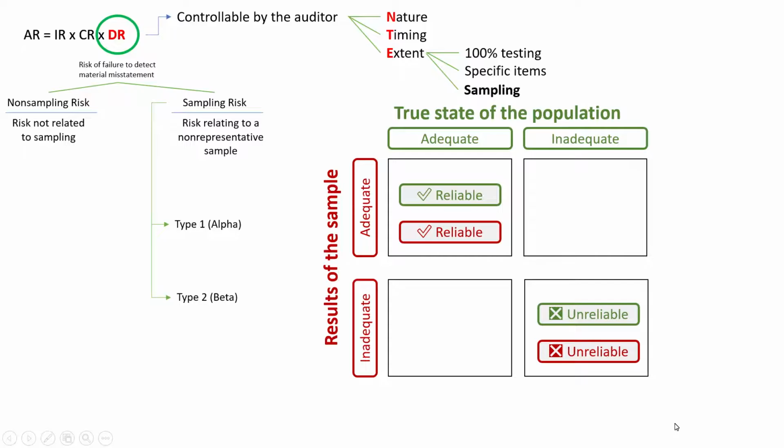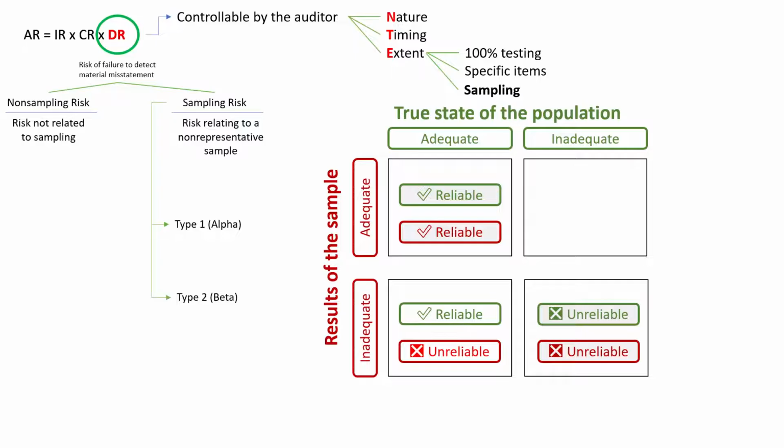Let us, however, look at what will happen if, had you tested the entire population, you would have seen that the controls are adequate. Had you known the truth, had you tested the entire population, you would have known that the controls are reliable. But because you did not test the entire population, you only looked at a sample of the population, the sample unfortunately showed that the controls are not reliable. So we would notice in this instance that the sample and the population do not look alike, and this is an example of a non-representative sample. And remember, a non-representative sample would lead to sampling risk.